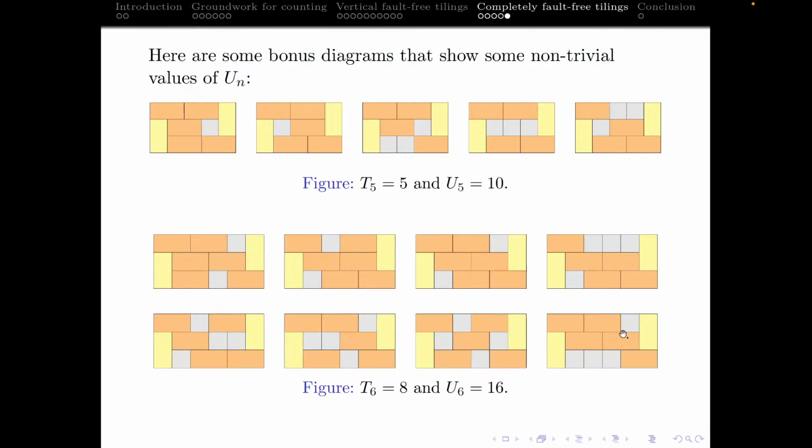So we have seen this guy before in the second slide or something like that, and these are the 8 tilings here. And you can take the mirror images of all of these tilings to get the 16 tilings which are counted by U6.